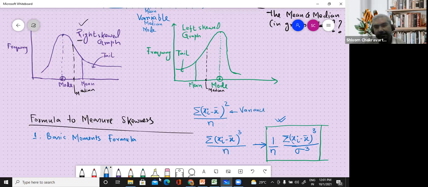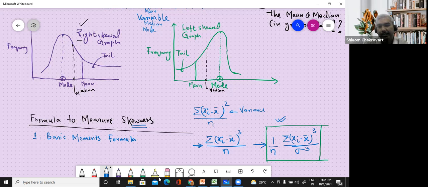Variance is many times called the second moment because the exponent here is 2. By the same logic, skewness is called the third moment of the data. Moment, if you want, we can discuss separately in some session. Here we are focusing on skewness. So this is the second moment, which is our very old friend variance, and skewness is the third moment.